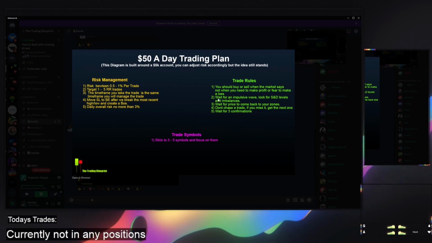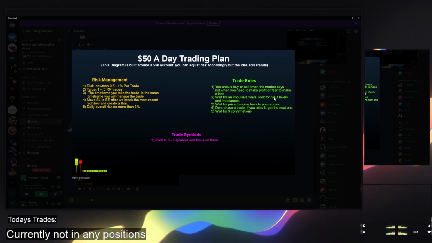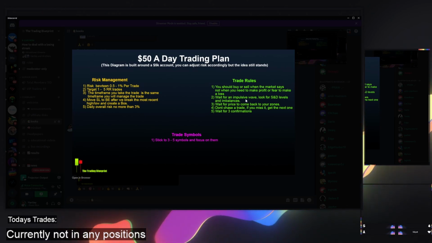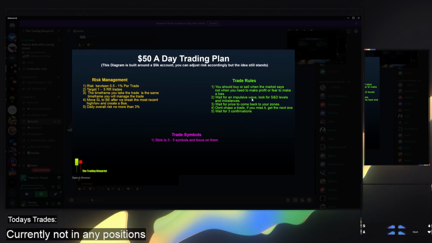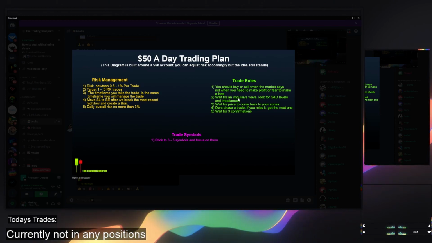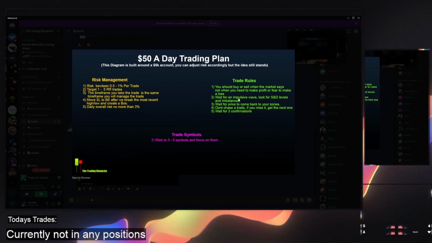Next one, trade rules. Wait for an impulsive wave. Look for supply and demand levels and imbalances. Right. This part's very important here. Wait for an impulsive wave. Right. If the market is busy consolidating, there is no impulsive wave. Right.